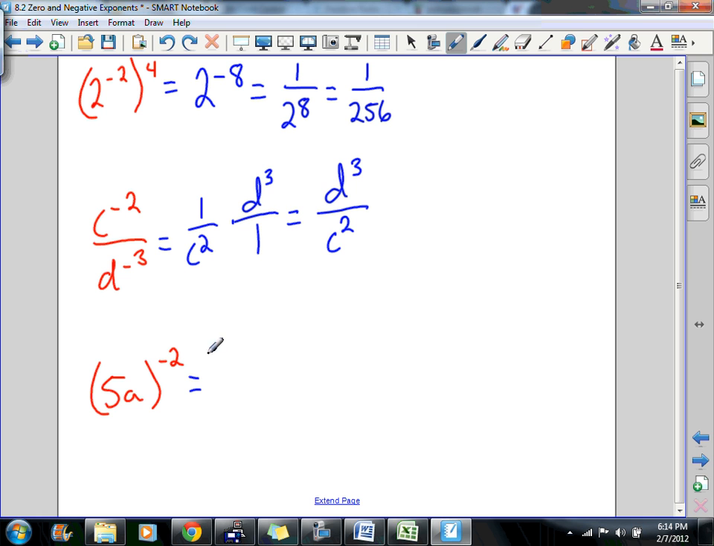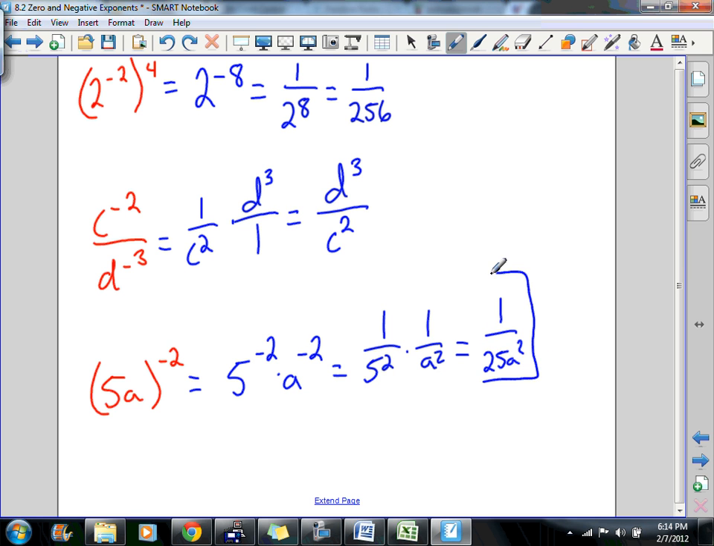And the very last one, we have to distribute in this negative 2 to each term. So we get 5 to the negative 2 times a to the negative 2. That gives us 1 over 5 squared times 1 over a squared. So that gives us 1 over 25a squared. And there you go. See, fractions aren't so scary, especially when you have exponents involved.